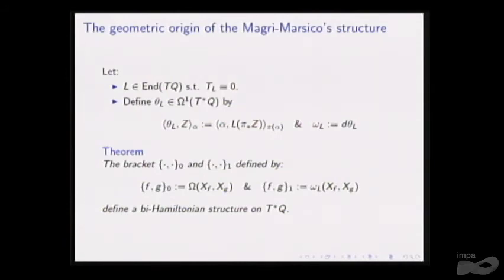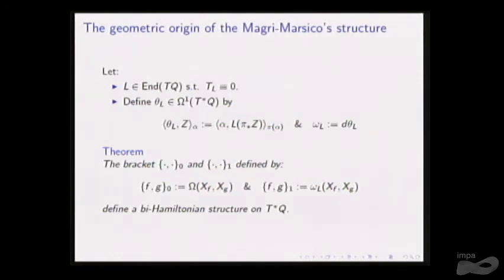So here there is, first of all, a general construction. Let's suppose that we have a manifold Q. And let's suppose that we have L, which is an endomorphism with zero torsion. Then, if we define omega_L via this formula, so in some sense we are twisting by L the Liouville form. Then after defining omega_L equal to d theta_L, the 2 brackets that are defined here are compatible.